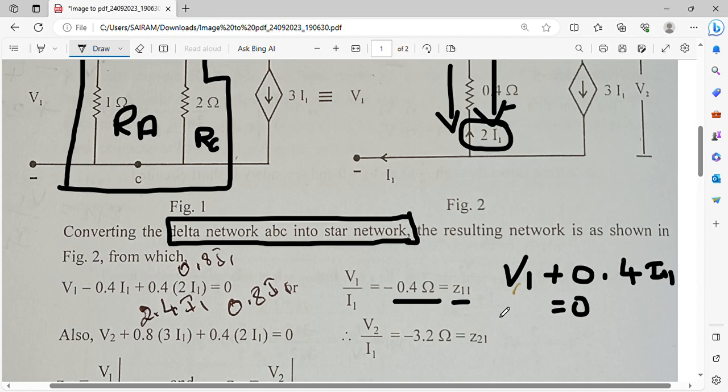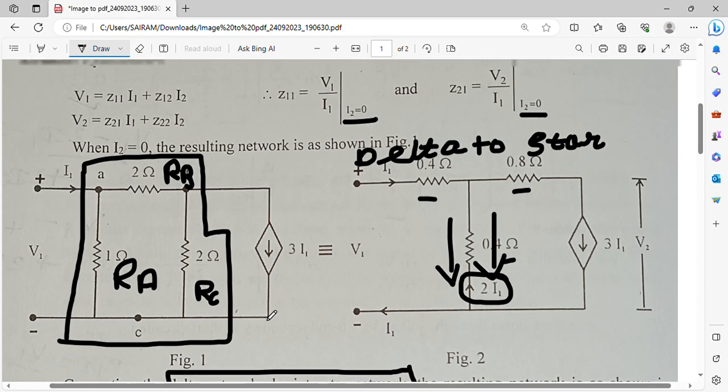I guess you got how to do it. You are supposed to multiply 0.4 into 2, you get 0.8 I1, and if you subtract these two, you are going to get plus 0.4, and after that you do the resultant. So here also it is the same.